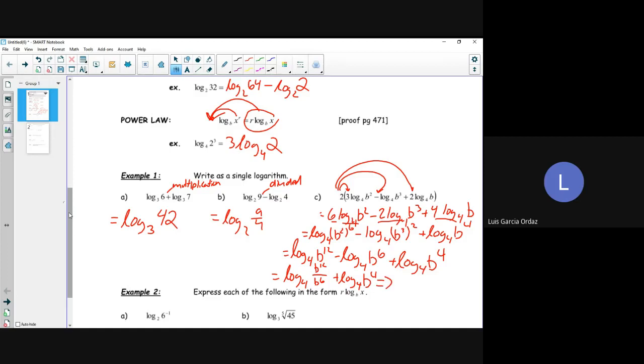So what is 12 minus 6? So 6. So we got log base 4 of b to the 6 plus log base 4 of b to the 4. So our last step is simply just going to be to add these guys together. And we're left with log base 4 of b to the power of 10.